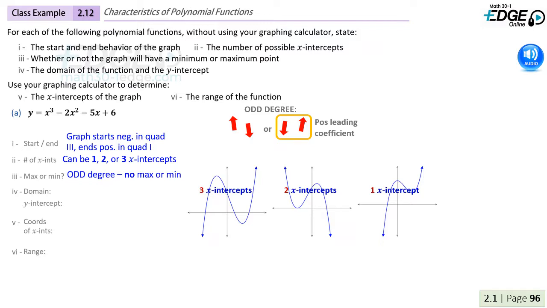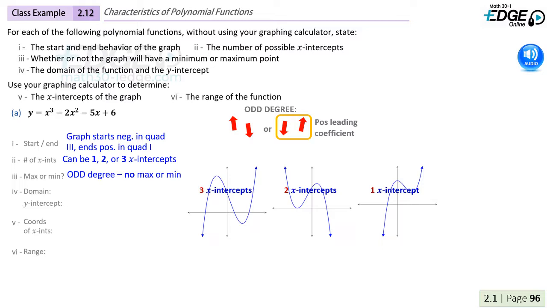Similarly, because this is an odd degree function, and the arms are pointing in opposite directions, this graph will go from negative infinity to positive infinity in the vertical directions, meaning our range will be all real numbers and we will not have an absolute maximum or minimum to the graph. Note, because it's a cubic function, the graph can have local or relative maxima or minima.